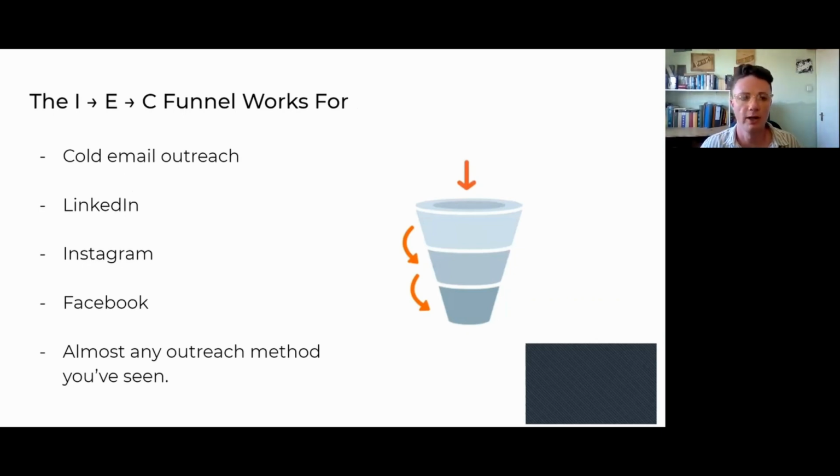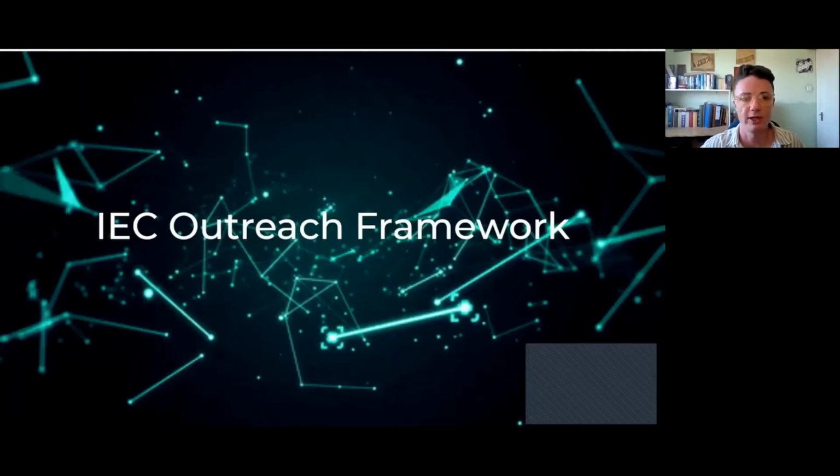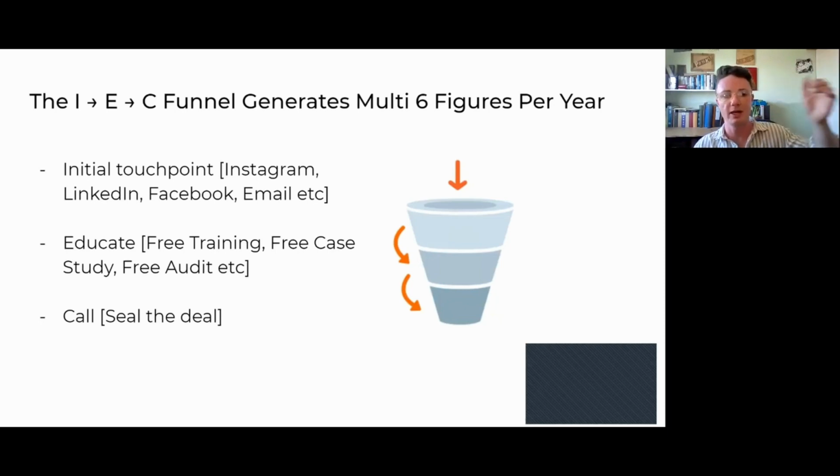Now, this works for pretty much everything, as I've mentioned, right? So 80 to 90% of outreach methods, whether you're doing cold email, LinkedIn, Instagram, or Facebook, all of this can work, right? Every single thing you can think of can run through this funnel right here. Initial touch point, educate them, and then call them. So again, for my agency, it's mainly Instagram with a free case study, and then we hop on a call. But this can work for anything. For my education business, I don't do a free case study, but I do a free training. Okay, so you can see how different industries will work better with different types of free assets. So again, we're going to get into that, how you pick the right asset for you.